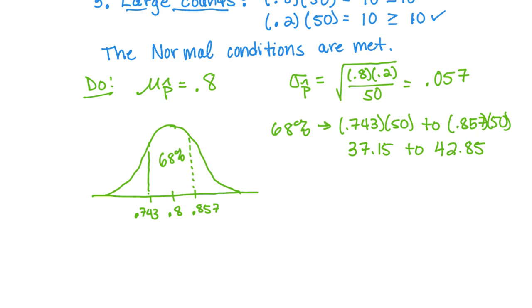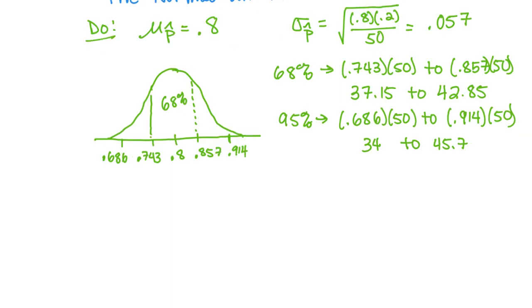So what if we want to look at a bigger range, at 2 standard deviations, that's 95%. We can see our 95% range gives us between 34 and 45.7. We are ready to conclude this.